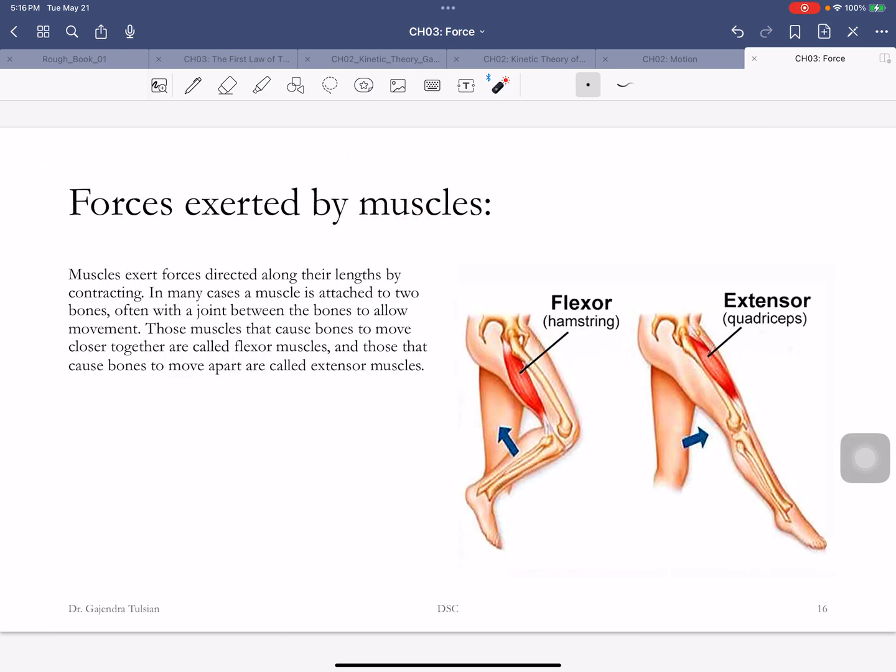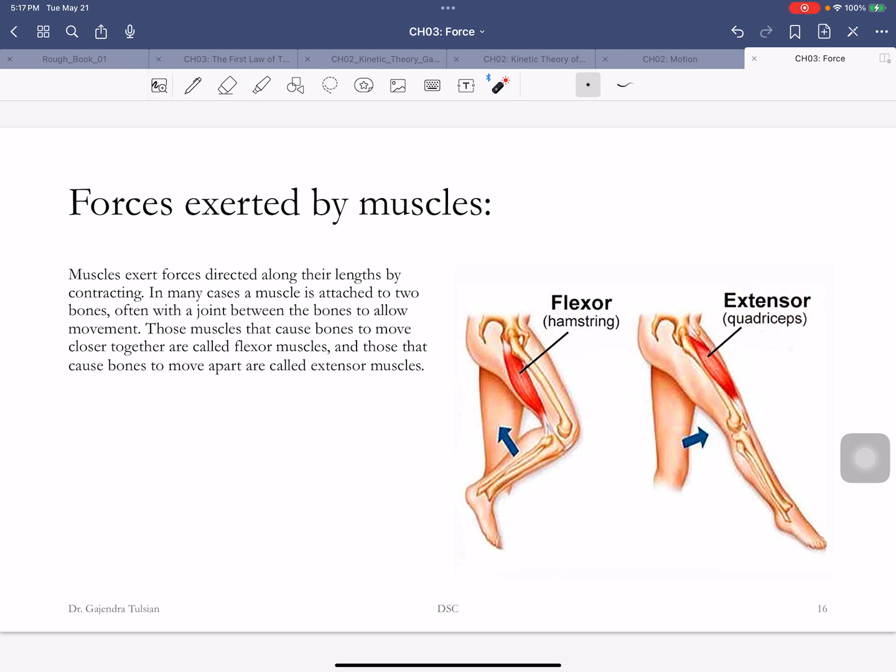Now we use muscles to exert forces. The thing about muscles is they can only contract, so you always have two sets of muscles. A muscle is called a flexor muscle if it brings bones closer together. So when this muscle contracts, it brings this bone closer to that bone. And this muscle, the quadricep, has its tendon attached to the tibia, and when this contracts, it stretches your leg. That's called an extensor muscle.